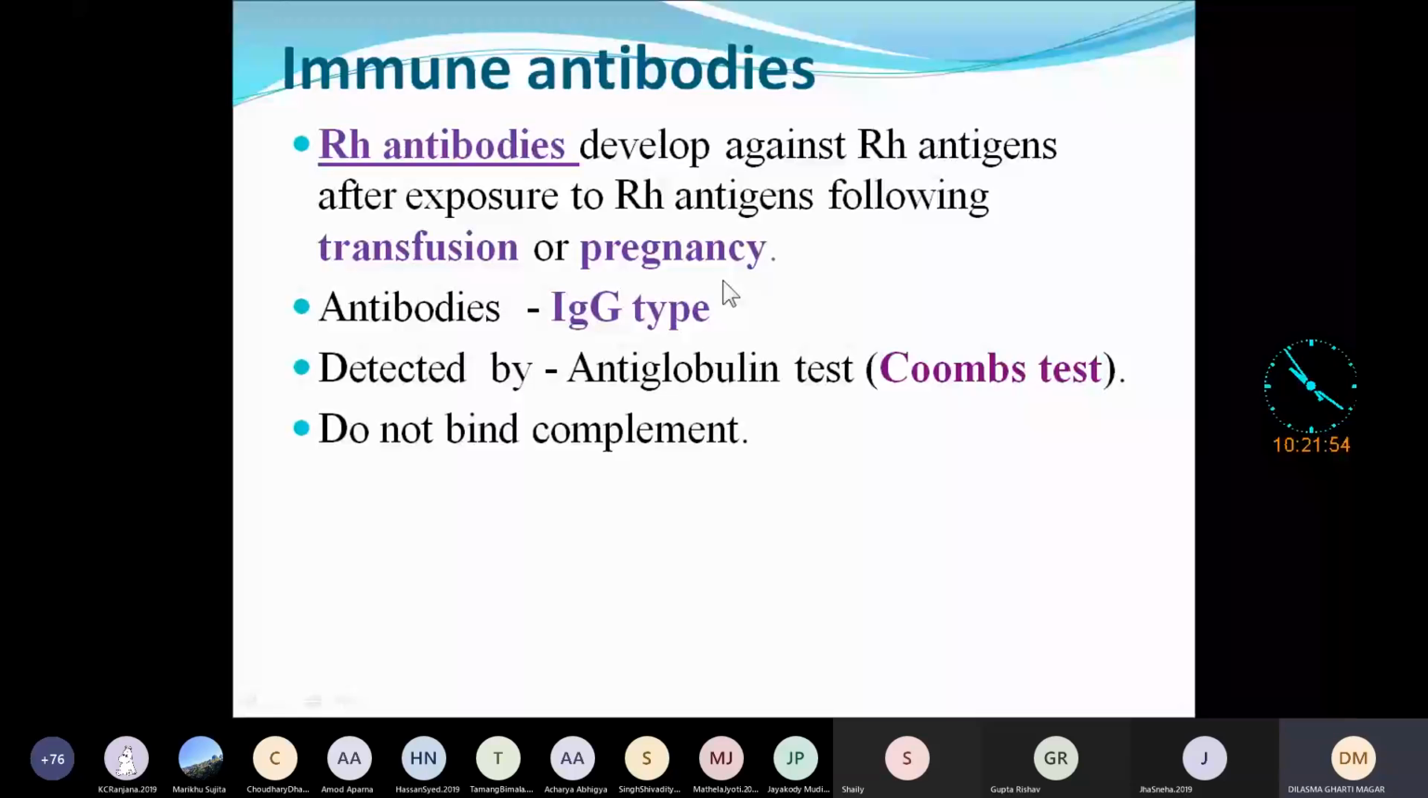Understood? Whenever Rh antibodies are formed in the body, it will lead to a hemolytic transfusion reaction, or during pregnancy, it will lead to hemolysis, and we can detect it by the antiglobulin test. The test name is antiglobulin test, and another name for it is the Coombs test. Now these Rh antibodies, whatever are formed, do not bind with the complement.